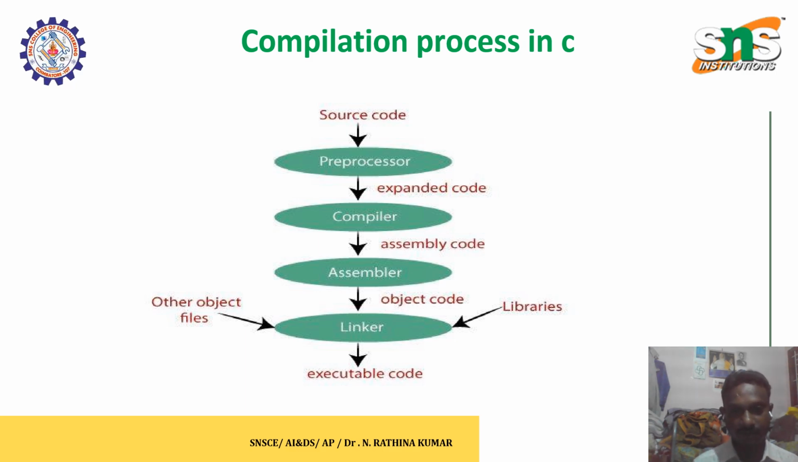In this diagram, we are going to see how the source code is converted into an executable code. The very first, the source code is given to the preprocessor. The output of the preprocessor is an expanded code. Then the expanded code is given to a compiler. Then the compiler produces an assembly code. Then the assembler converts the assembly code into an object code. Then the linker combines all the necessary library files and other object files and finally produces an executable code.